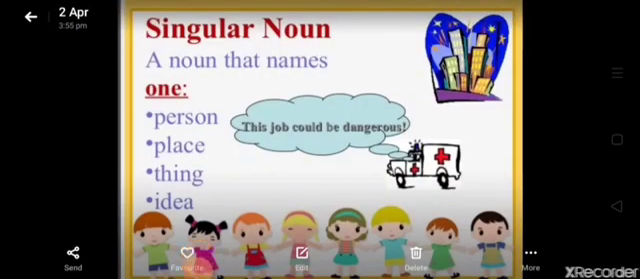Singular noun: a noun that names one. A singular noun tells us about one person, place, animal or thing. Example: a boy, a girl, a cat, a tree. It means a noun that names one. It means singular. Singular means single.